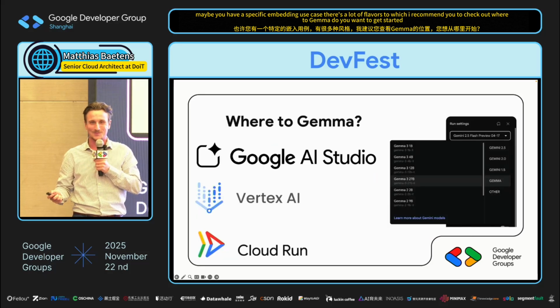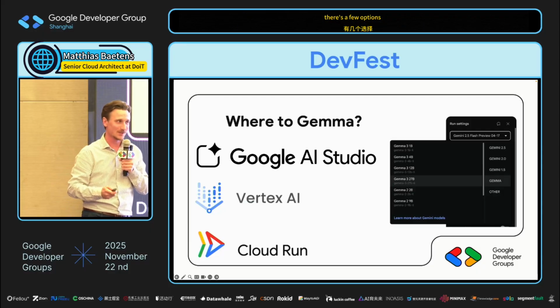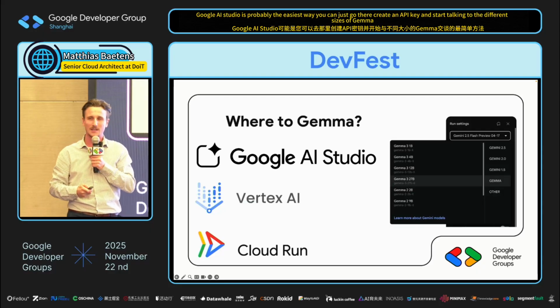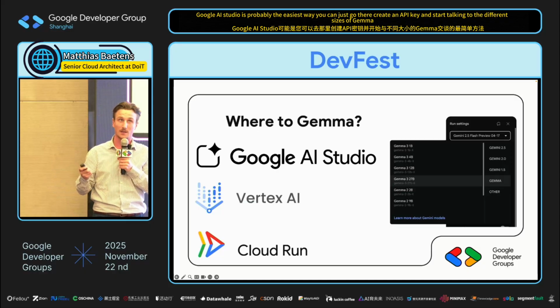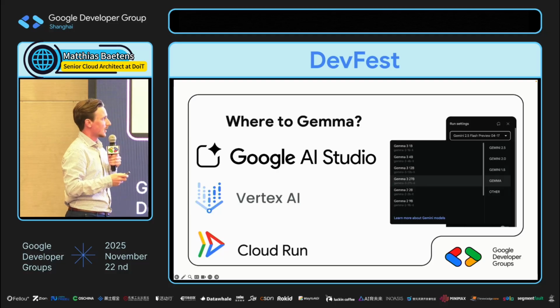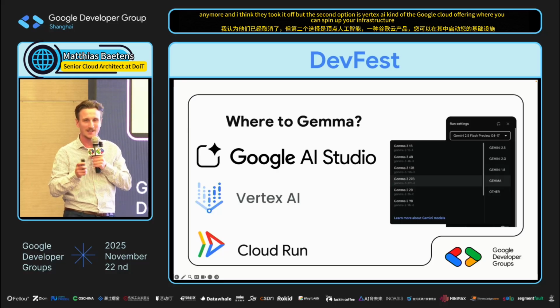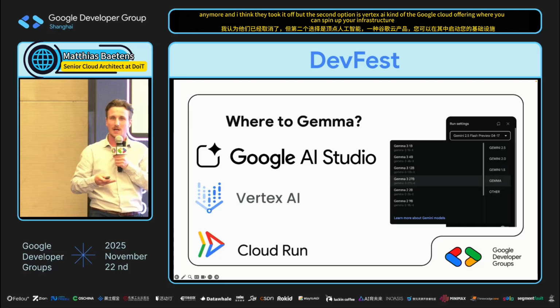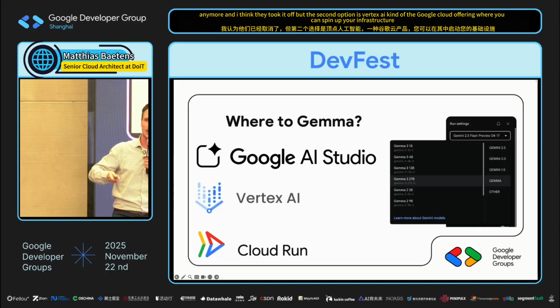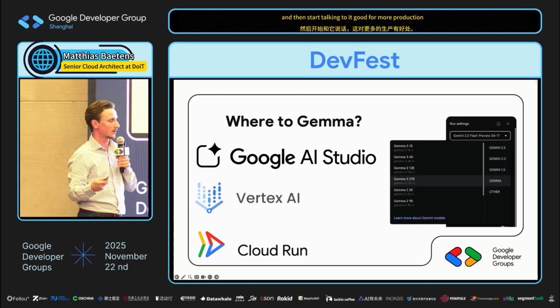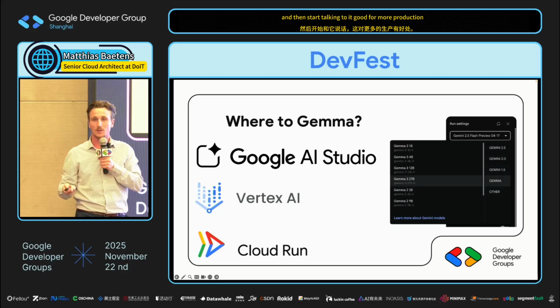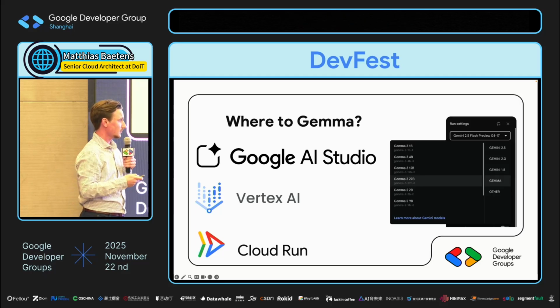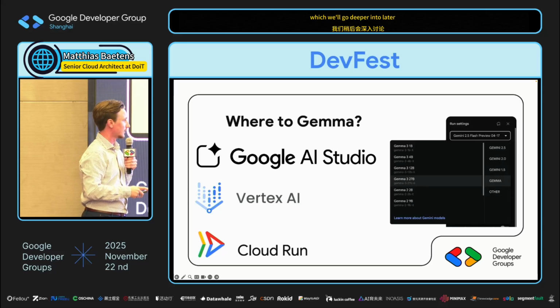Where to get Gemma? Do you want to get started? There's a few options. Google AI Studio is probably the easiest way. You can just go there, create an API key, and start talking to the different sizes of Gemma. It's not available in the UI anymore, I think they took it off, but the second option is Vertex AI, kind of the Google Cloud offering where you can spin up your infrastructure, choose your model, put it there, and then start talking to it. Good for more production use cases and maybe fine-tuning. And it has some other benefits which we'll go deeper into later.